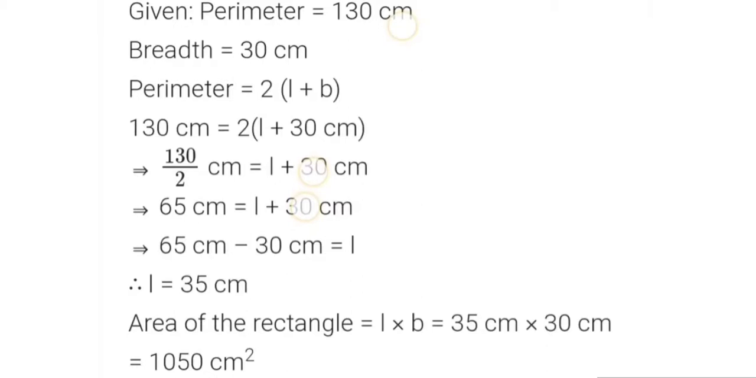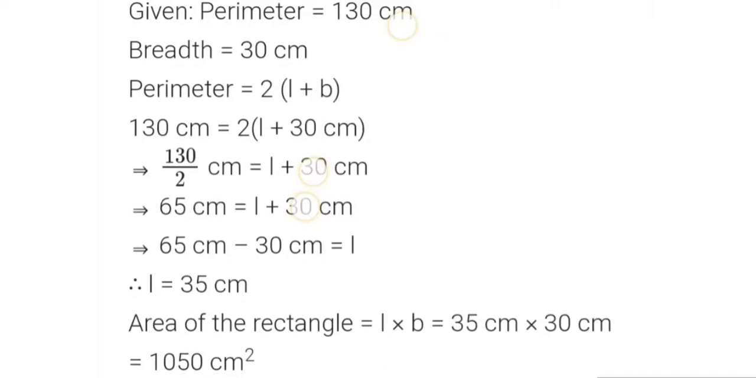So perimeter of rectangle formula is 2 in bracket L plus B. Now put the values. Perimeter is given 130 centimeter. Then 2 in bracket L plus B, with B given 30 centimeter. So it will come 130 upon 2 centimeter is equal to L plus 30. So 130 upon 2, it will come 65. Now this 30 we will transpose to the left hand side. So it will come 65 minus 30 is equal to L. Means L is equal to 35 centimeter.